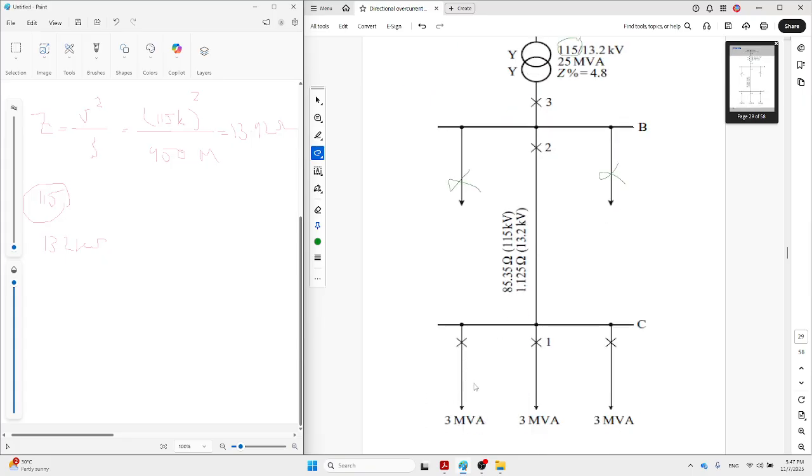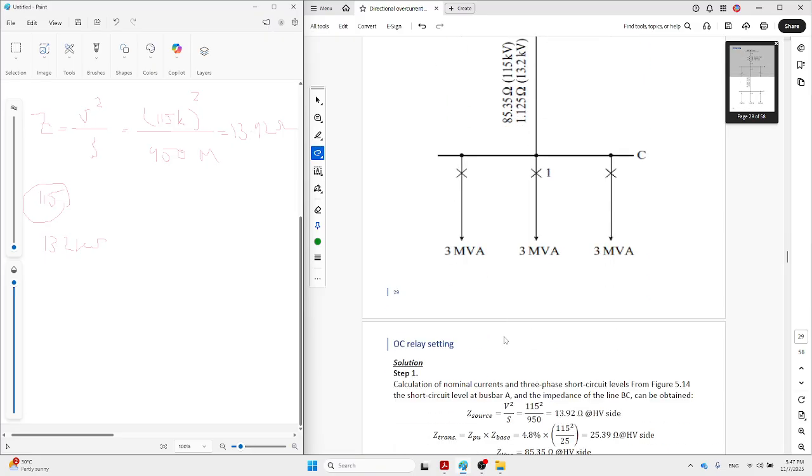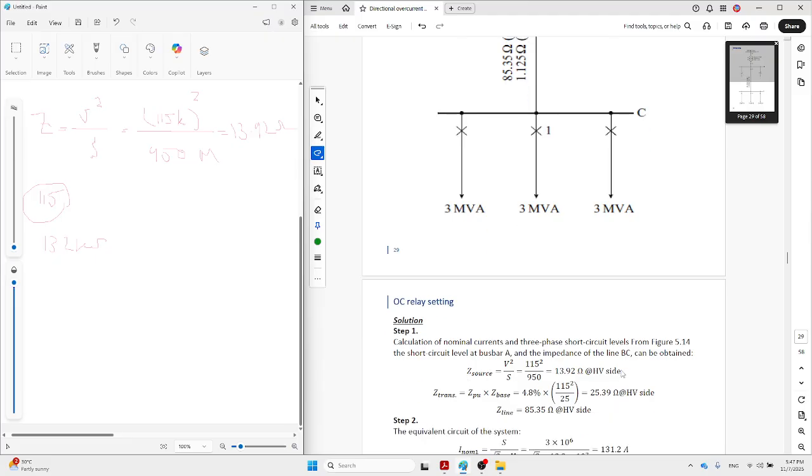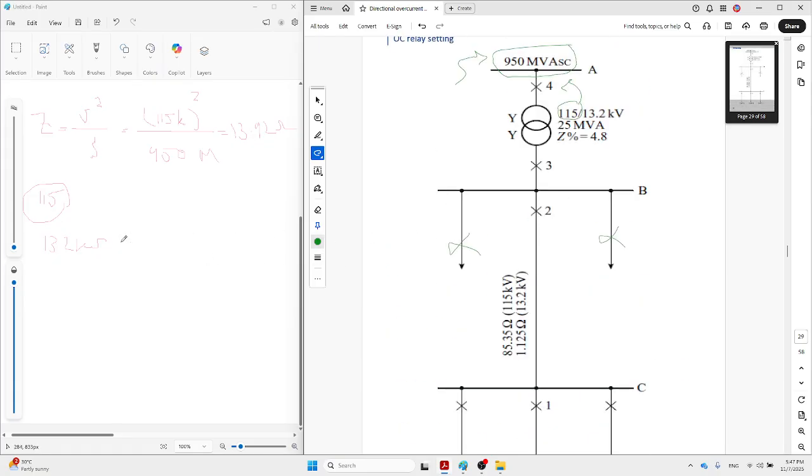Then also we need to calculate the load current, correct? Okay, let's start. This one I already calculated, 13.92. For the transformer, let's consider the high voltage side, since this value is given in percentage or per unit, the same. Z base for the transformer is the voltage at one side. Right now we consider again the high voltage side, 115 kV, power of 2.